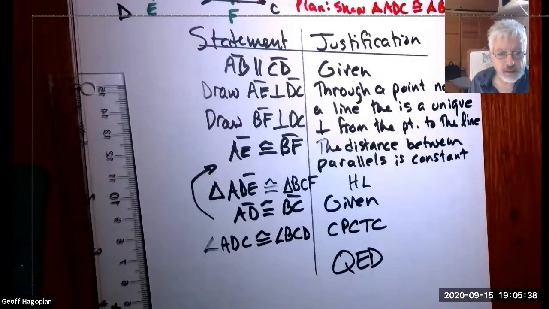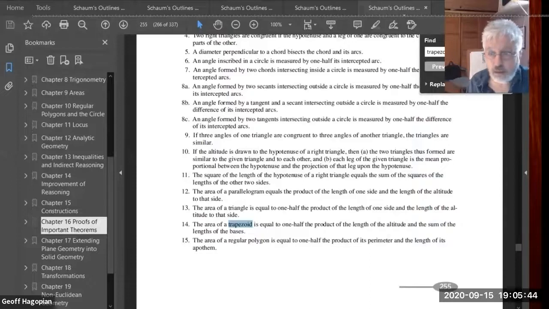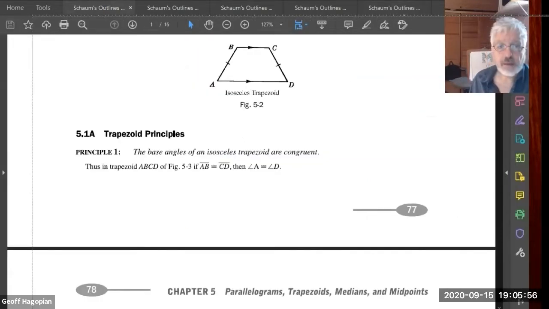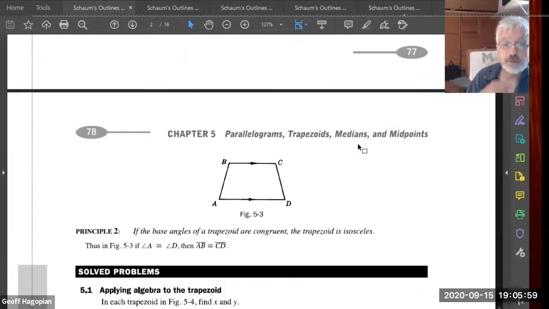All right, so we want to go back to our source here. Where am I then with that? Oh, I think it's this one. Yeah. Okay. Principle 2: if the base angles of the trapezoid are congruent, then the trapezoid is isosceles. So that's the converse. And what would the proof of that look like? I think you'd do the same thing, right? You drop the perpendiculars. You can say those are equal. Then all right angles are equal.